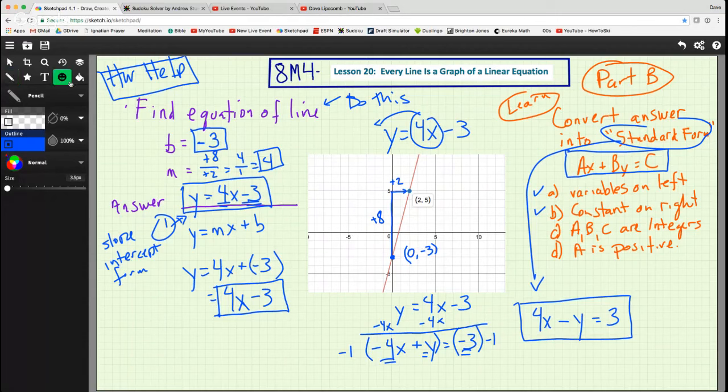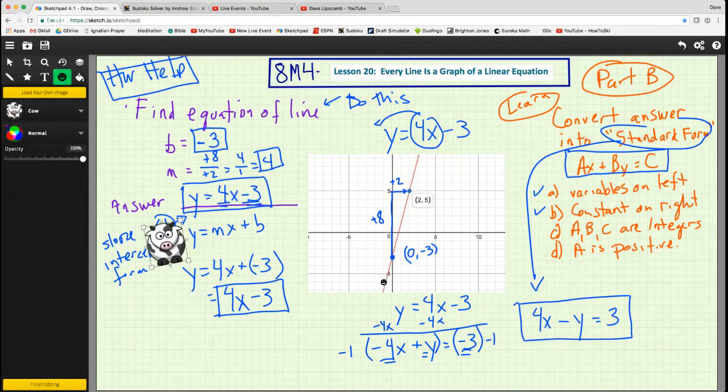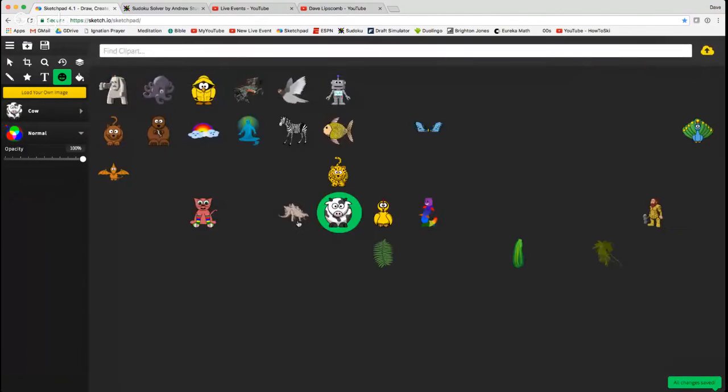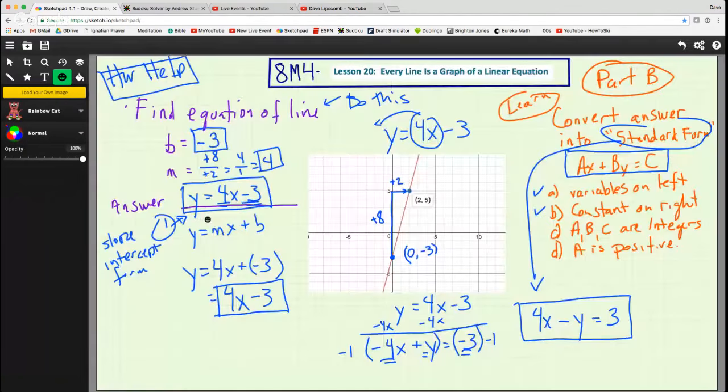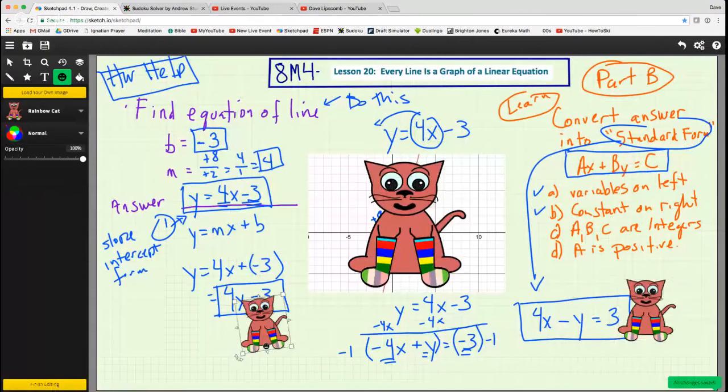Okay, so let's lay down our happy cat, happy cow. Oh, how did it switch to cows? Happy cat, happy cat.